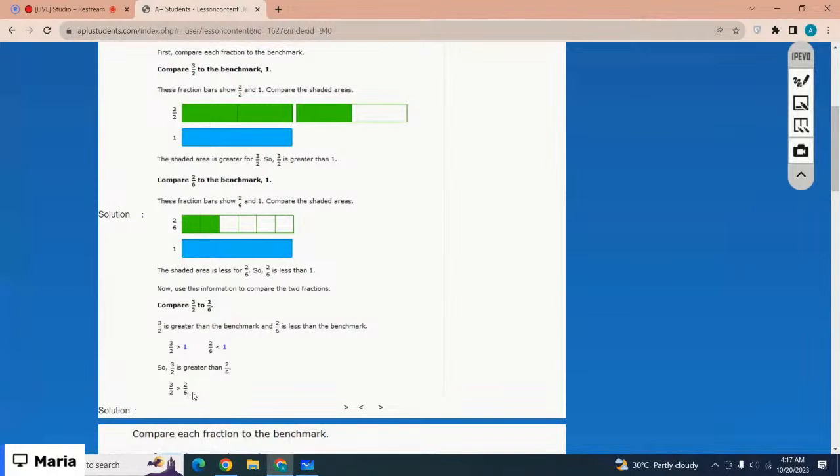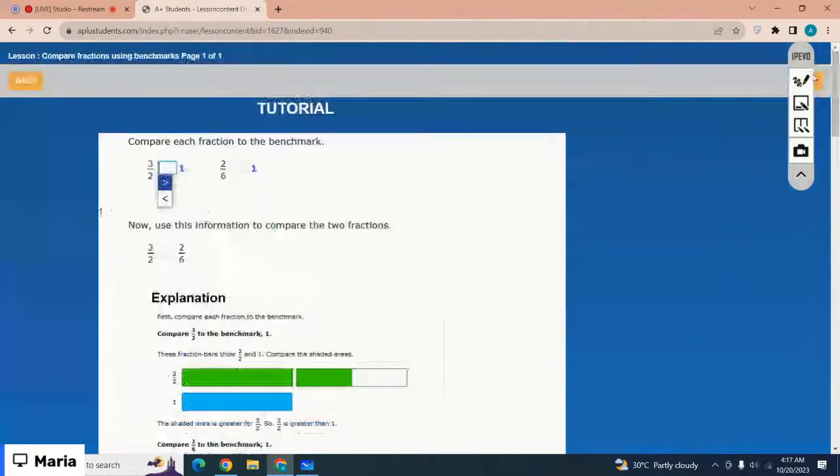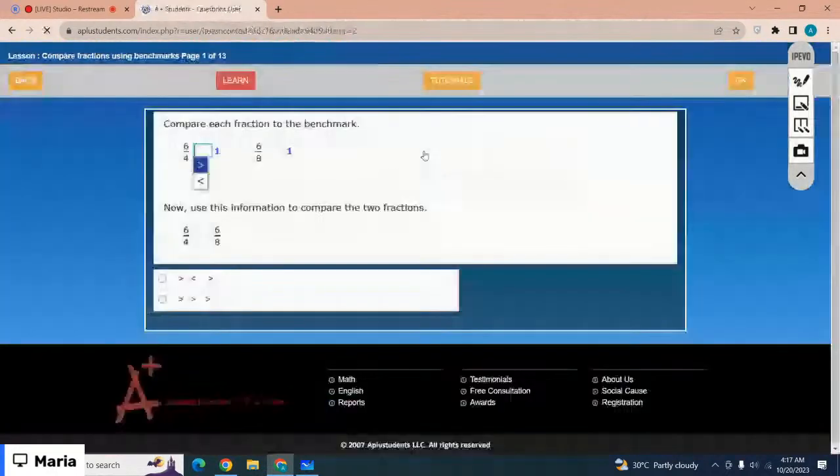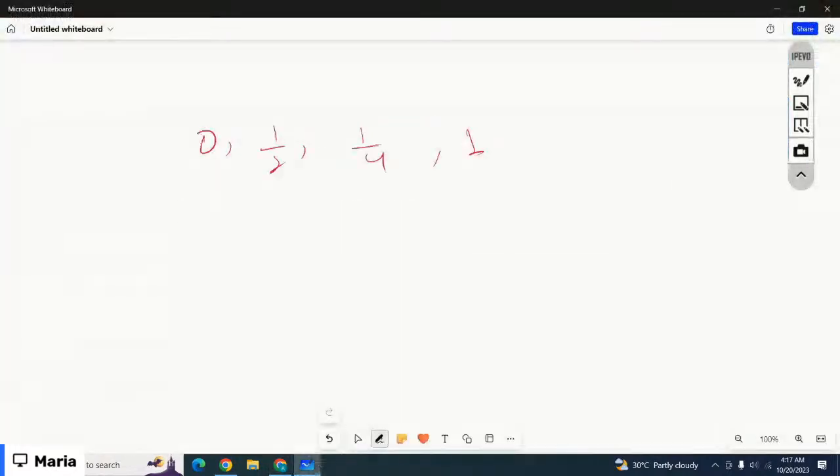Let's just do one example on the board, then that would be very easy to understand. Okay, 6 by 4 to 1 and 6 by 8 to 1. 6 by 4, we have to compare it to 1, and 6 by 8, you have to compare it to 1.